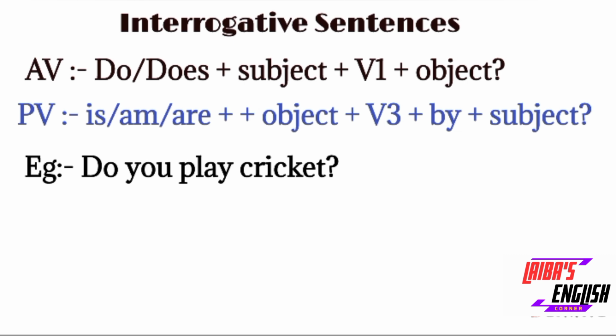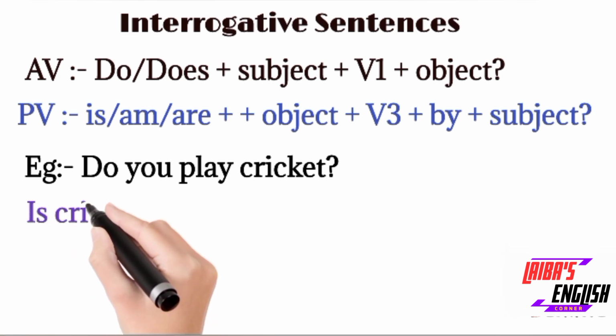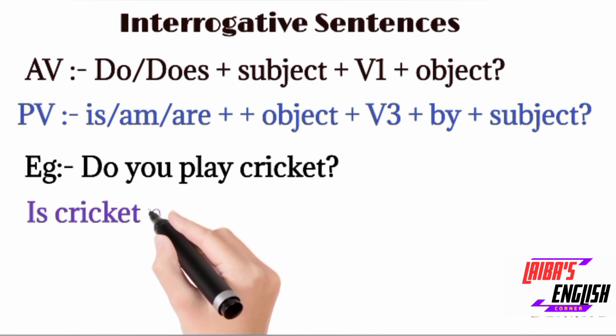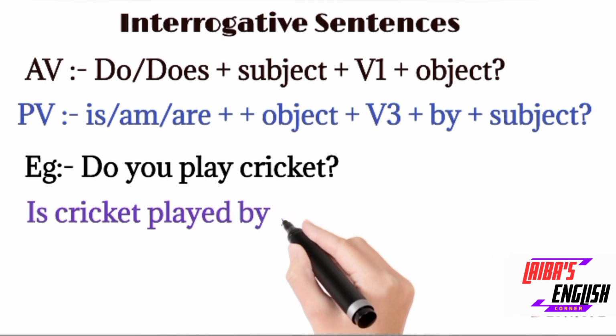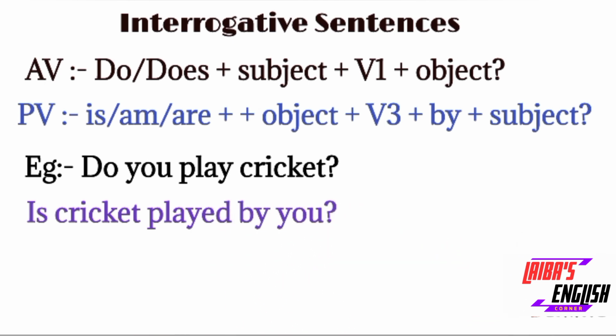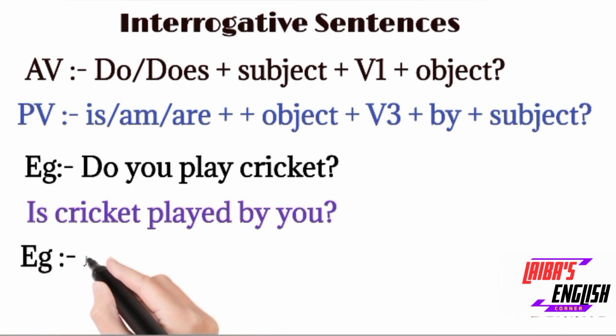Example is, do you play cricket? Now, do you play cricket? So cricket will come in the start. Am I correct? No. I have already told you that whenever we are going to make interrogative sentences, the helping verb will come in the start. So do you play cricket? Cricket is singular. Okay. So is cricket played by you? This is the correct structure.